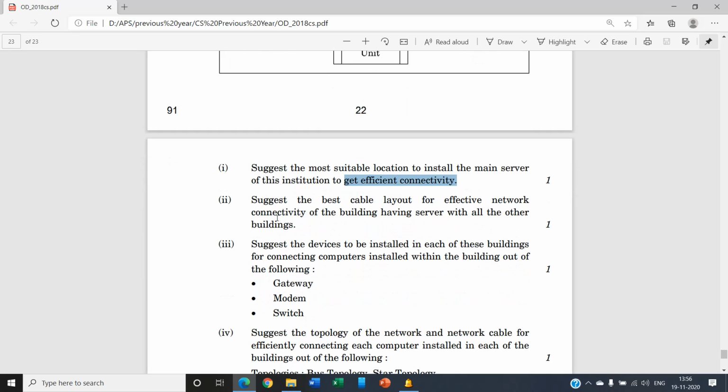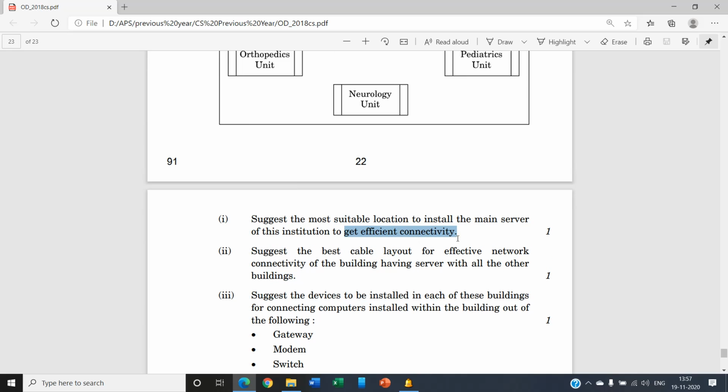If we were looking for cost effectiveness, then only should we opt for a bus topology. But this time we should use a star topology, since the question already defines that we have to go for efficiency of the network.